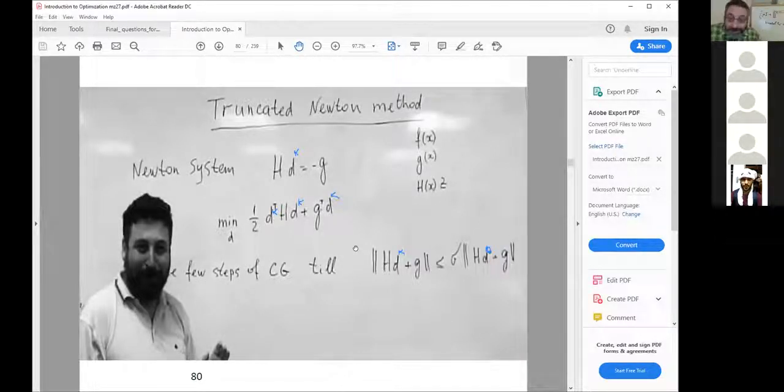Okay. So again, I'll summarize the truncated method. We want to ease the calculation. Instead of solving this, we solve this with a conjugate gradient, with a condition that may be satisfied before n steps.